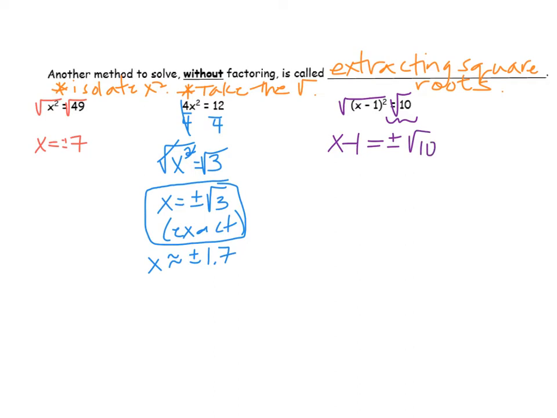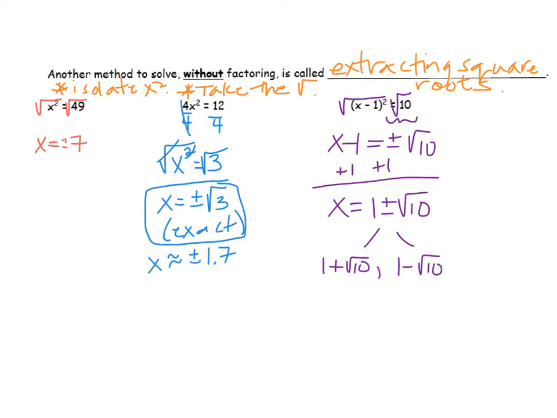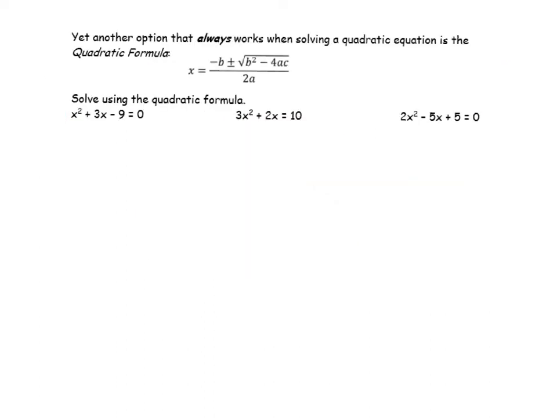And now to get x by itself, we have to add 1. But detail matters here. If we add 1, what's going to end up happening is we have to put that first and then put plus or minus the square root of 10 after. This actually means 1 plus the square root of 10 is one x-intercept, and 1 minus the square root of 10 is the other.